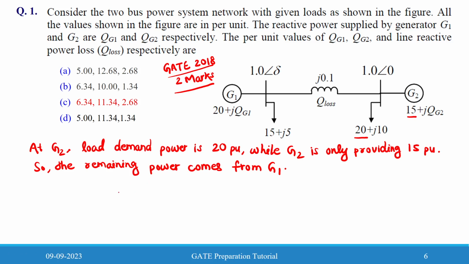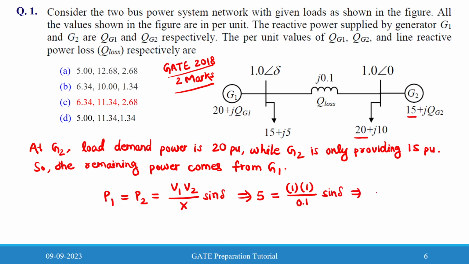This is also a lossless transmission line, so we can directly write that the active power at the sending end and receiving end will be equal. P1 is equal to P2 because there is no loss in the transmission line, so it will be V1 into V2 divided by X into sine delta. So it will be 5, then V1 is 1 per unit and V2 is also 1 per unit, X is 0.1. We take the magnitude of X, and from here we get the delta value. So sine delta will be 0.5. Therefore, delta will come as 30 degrees.